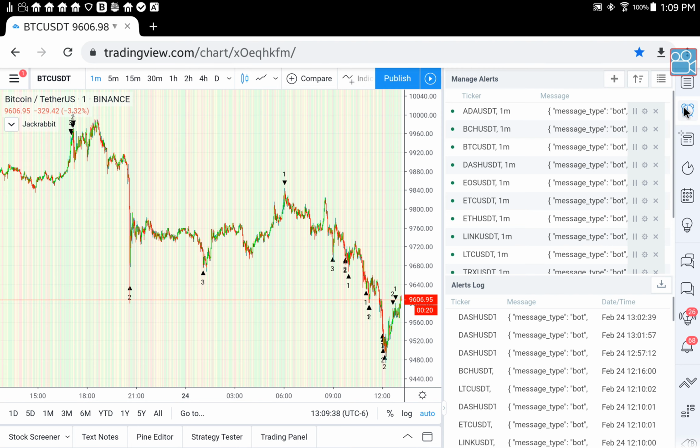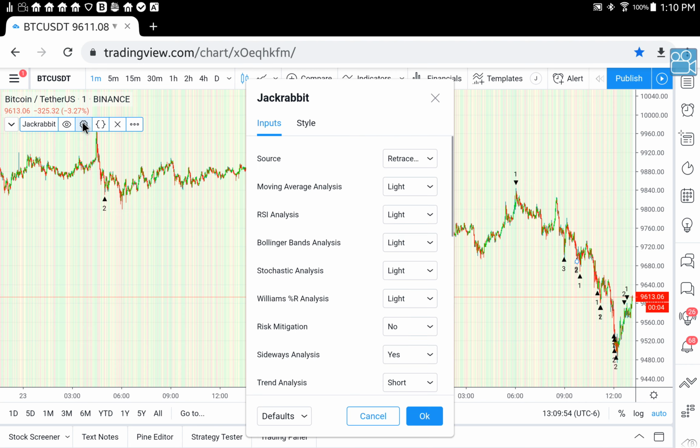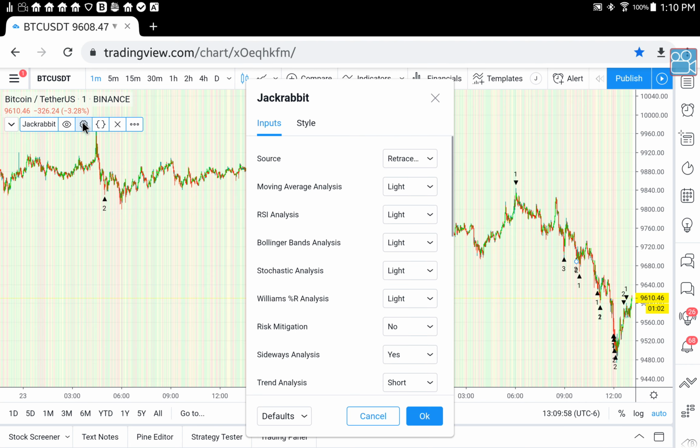First and foremost, I have redesigned the settings menu. And this redesign underscores the importance of some of the nomenclature I need to discuss. Jackrabbit is comprised of indicators and filters. Now normally this distinction is not necessarily to be made, but in this case I do need to make this distinction.